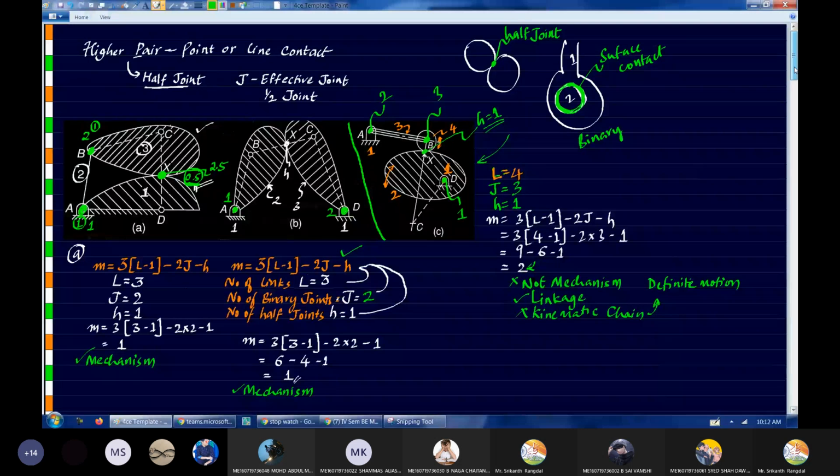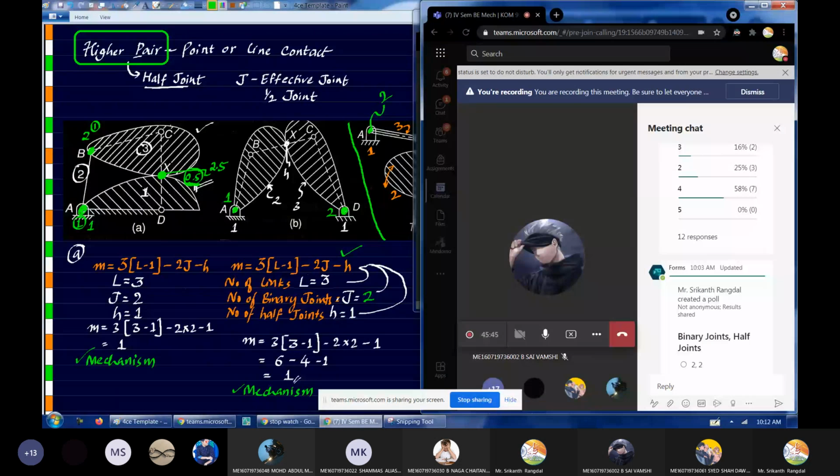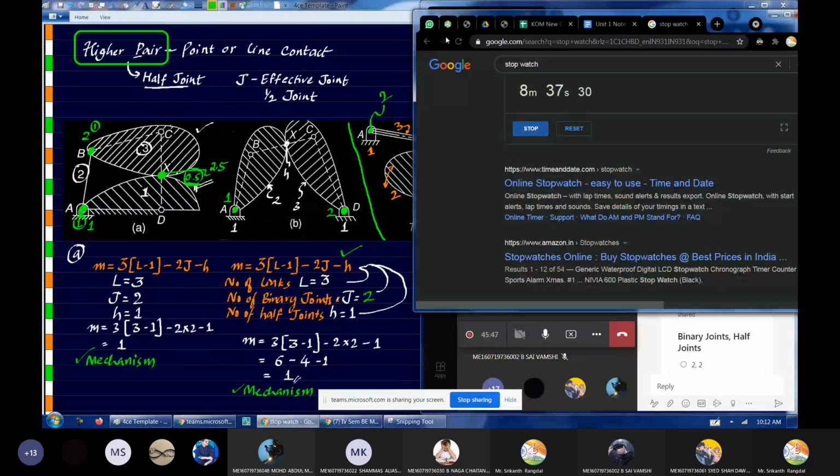So is it clear? In the previous class, we got a mobility of -1. So that means, okay, I've already made a mechanism here. Let me show that to you.